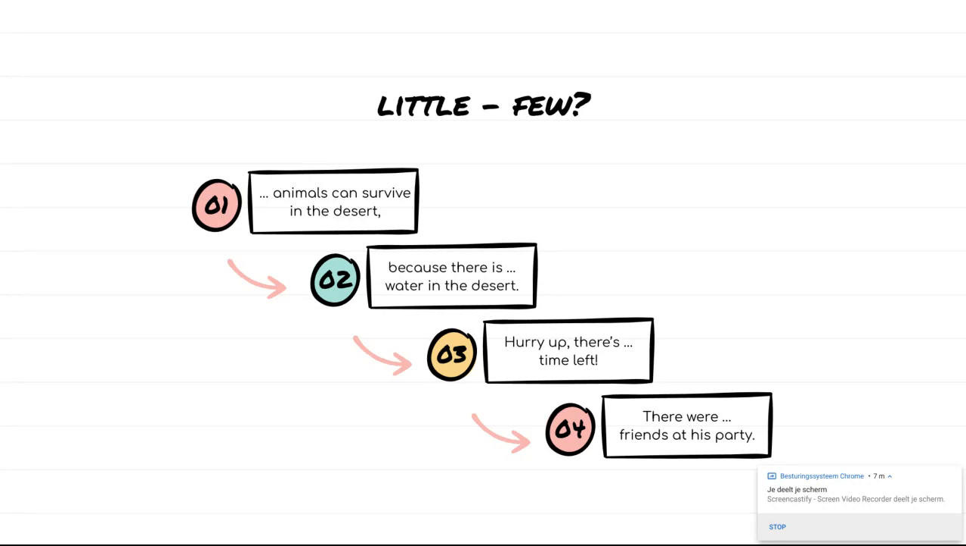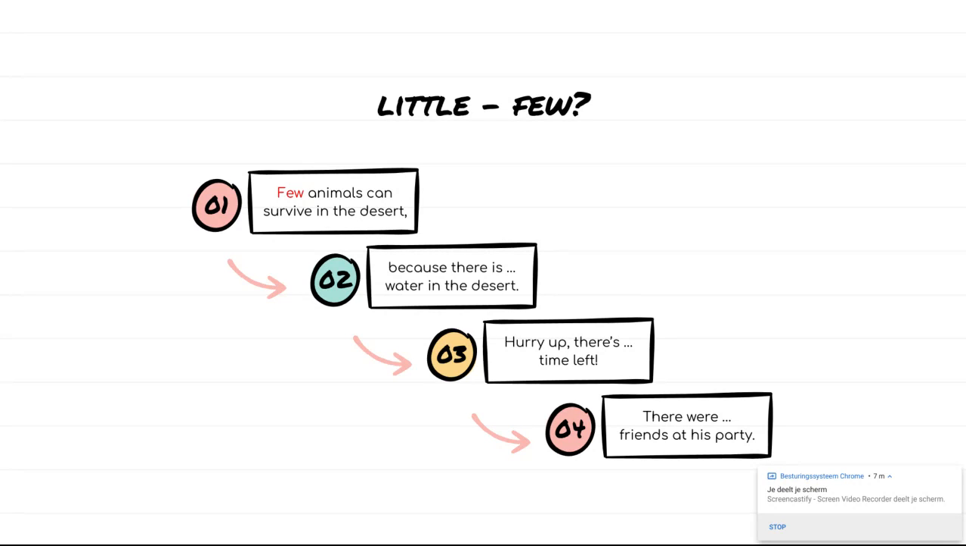Well done, Kalen. Few animals can survive in the desert. If you say little animals, then the meaning is kleine dieren. So maybe you can remember that you have to use few animals.